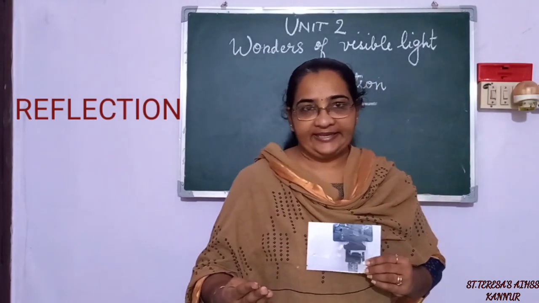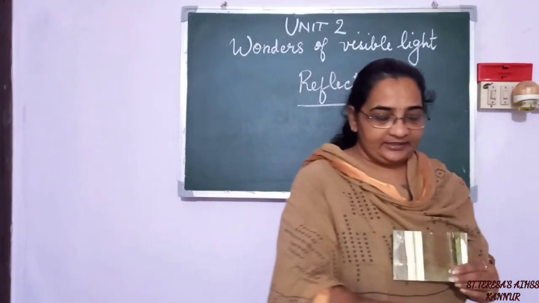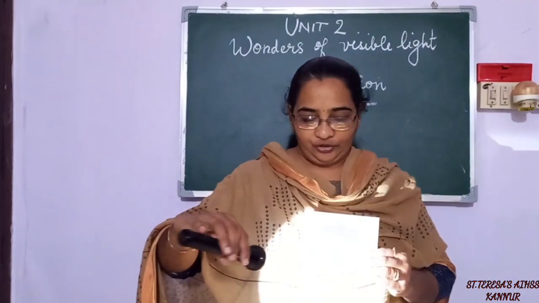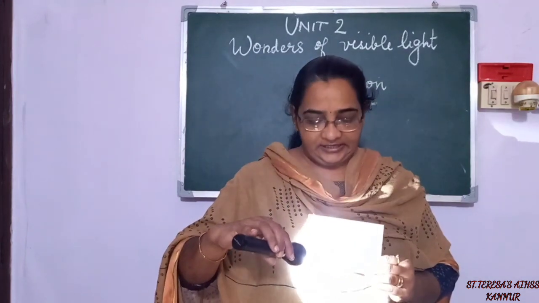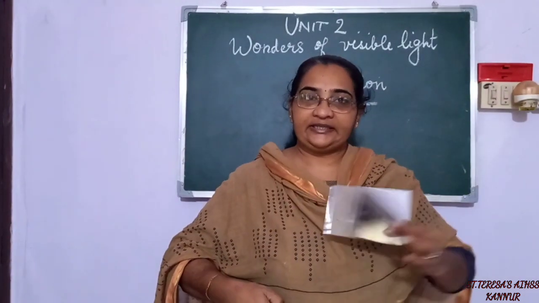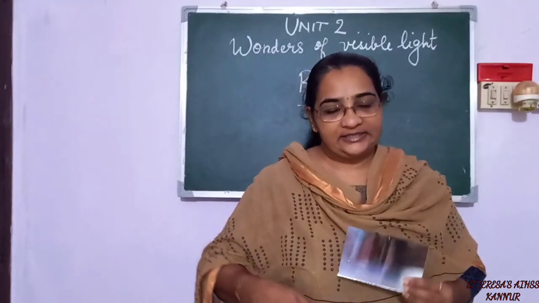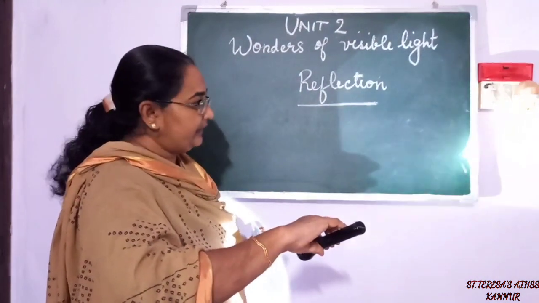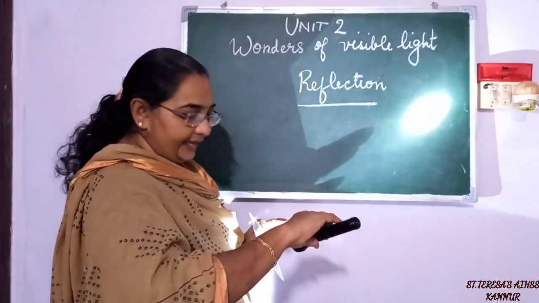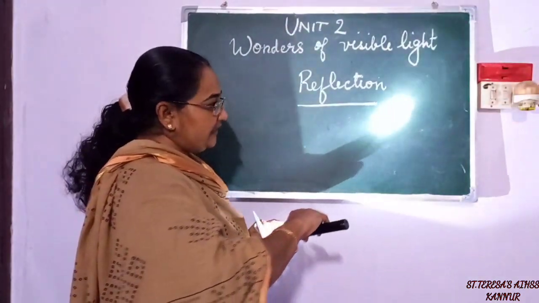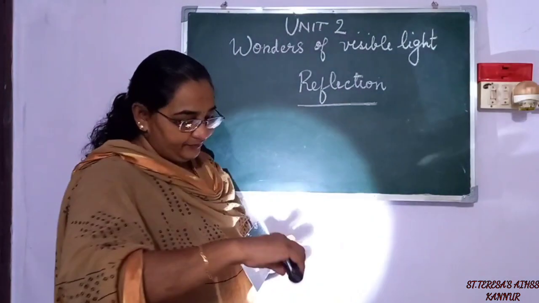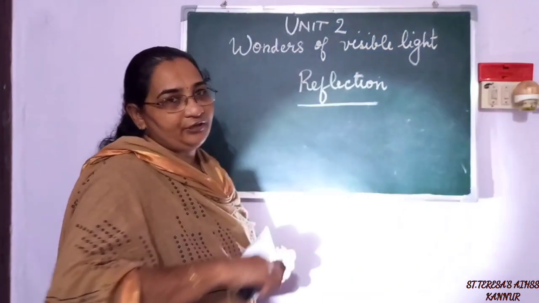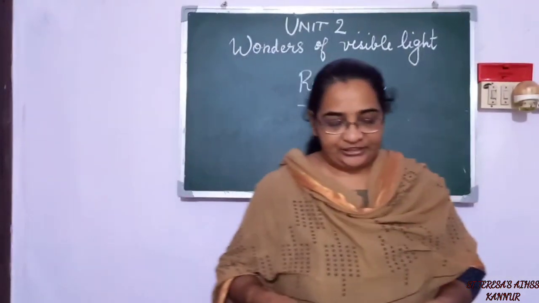So you have to conduct the experiments. From that you will understand that when a source of light is given onto a mirror like this, the light will return back onto another surface. So here I am giving this onto the mirror, and this light which is falling on the mirror is returning back here. It is returning back onto another surface. This phenomenon is called reflection.